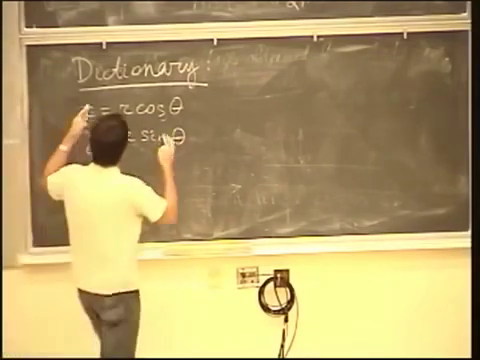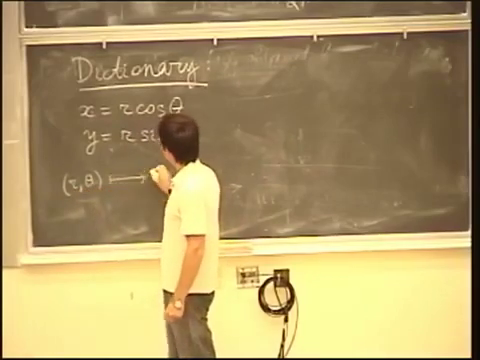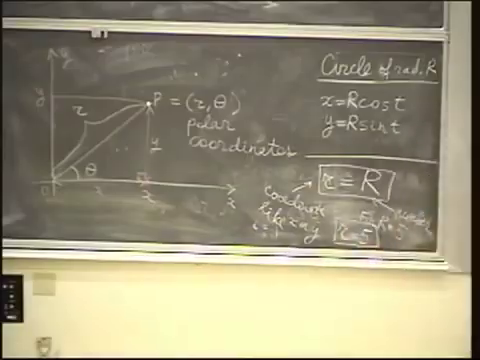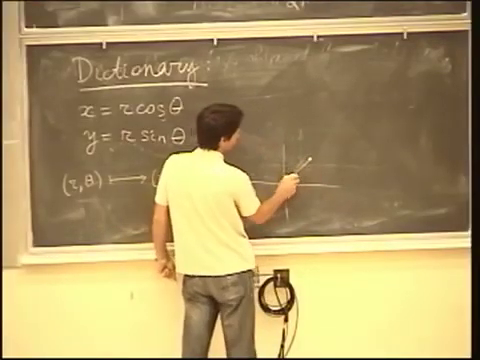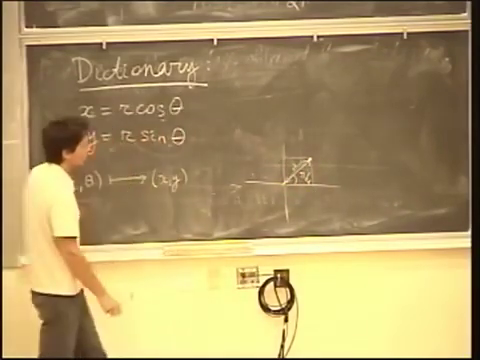So that's it. What does it mean? It means that if you are given a point represented in polar coordinates by two numbers r and theta, you can find the xy coordinates of this point. For example, let's say theta is pi over 4, 45 degrees, and r is 2. So this is 2, this is pi over 4. Then you can ask what is x and y.